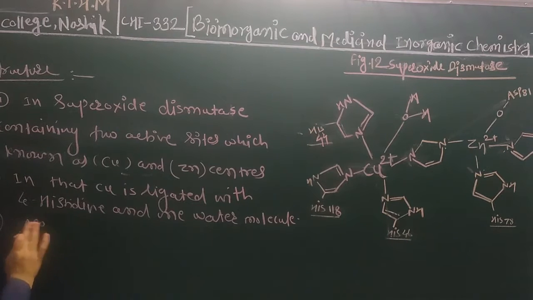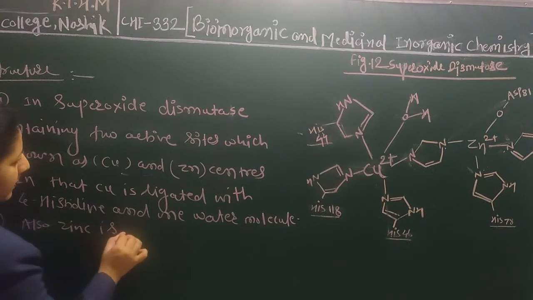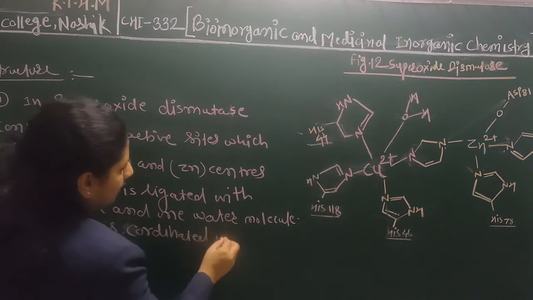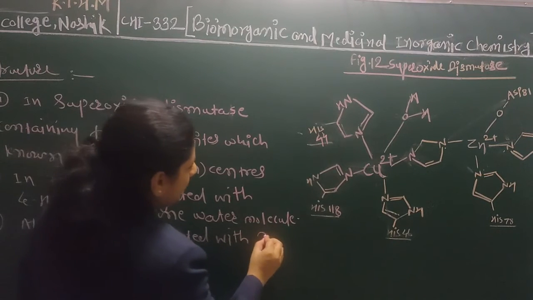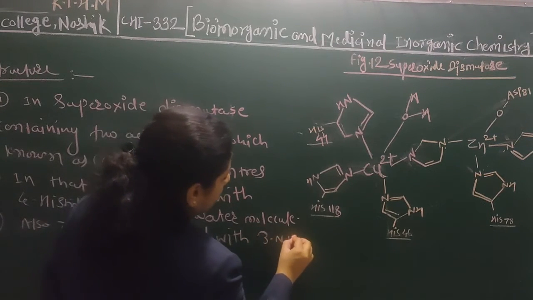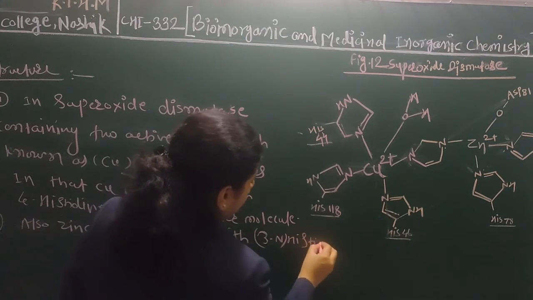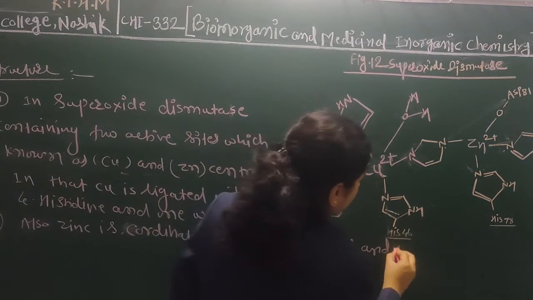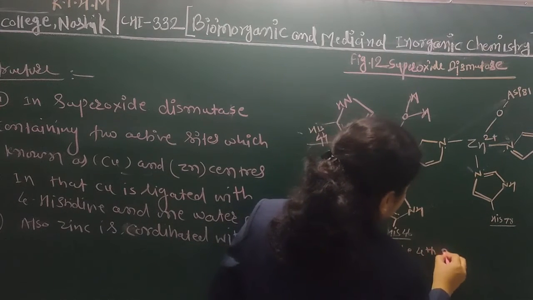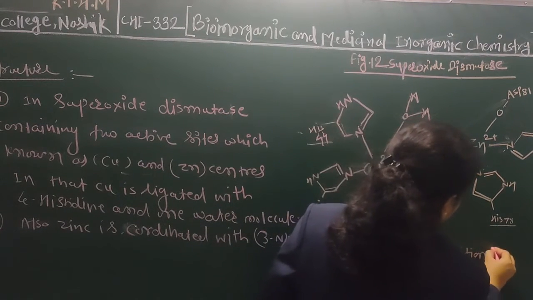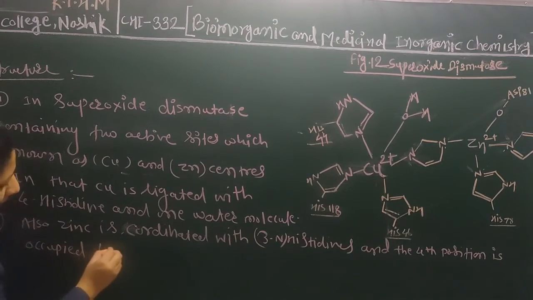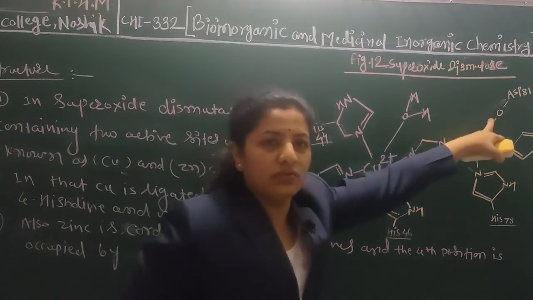Also the zinc center. Zinc is coordinated with 3 nitrogen histidines and the 4th position is occupied by aspartate residues.